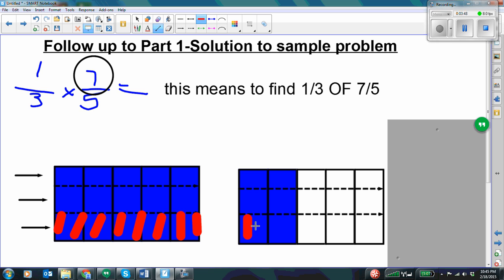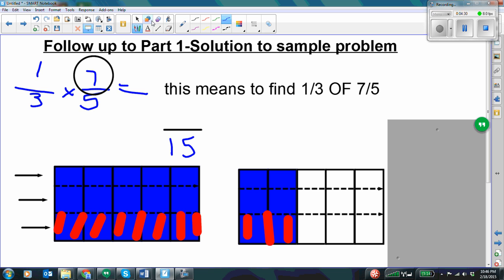So I've shaded in 1/3 of 7/5. Now what I have to figure out now is how many pieces, small fractional pieces, does it take to make up one whole rectangle? So I can see that I've got 1, 2, 3, 4, 5, 6, 7, 8, 9, 10, 11, 12, 13, 14, 15. So it's 15 parts to make up a rectangle. So that becomes my denominator, 15. Again, parts to make the whole, 15.